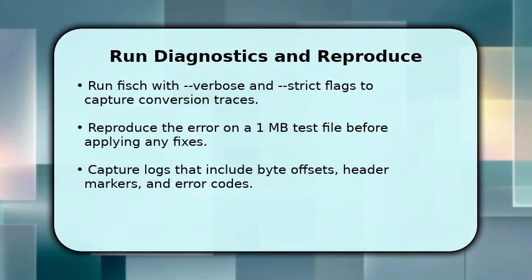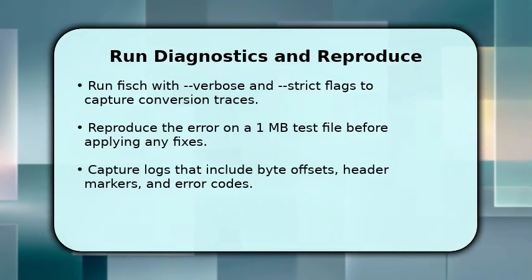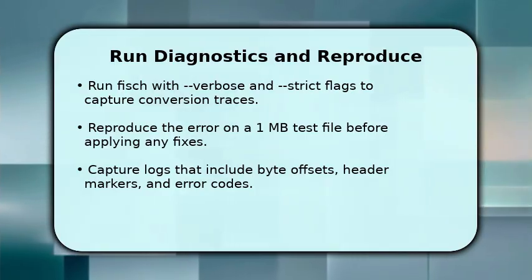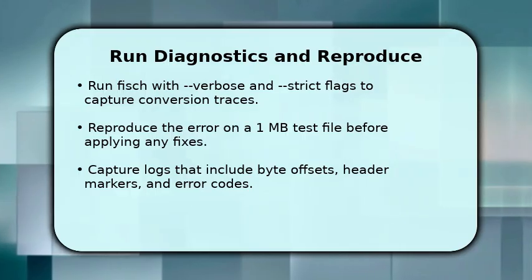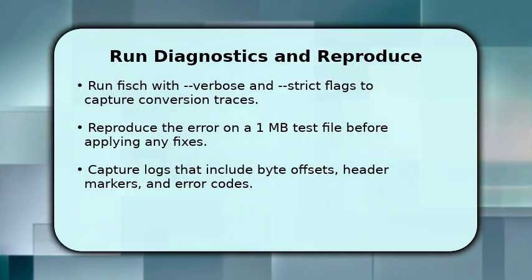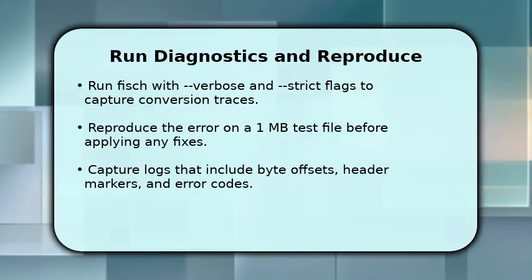Next, run Fisch with the verbose and strict flags to collect detailed traces. Use a 1 MB synthetic test file that mirrors the production record layout for reliable reproduction. Capture logs that show byte offsets, header markers, and conversion error codes from the pipeline.